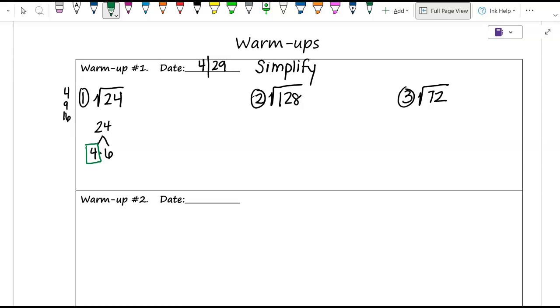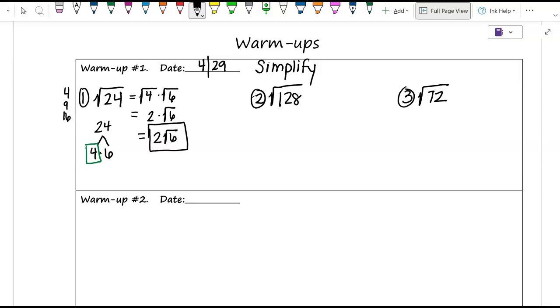6 is 2 times 3. I know that 2 and 3 are not perfect squares. There's nothing that I can simplify there. So the square root of 24 is the same thing as saying the square root of 4 times the square root of 6. I know that the square root of 4 is 2 times the square root of 6, which just leaves me 2 radical 6 as my simplified. Again, I'm looking for perfect squares within the factors of that number.